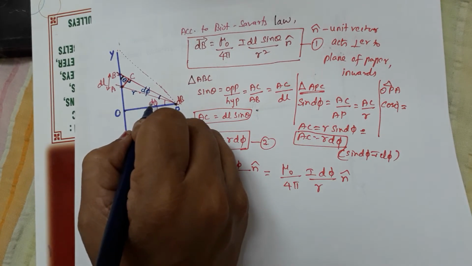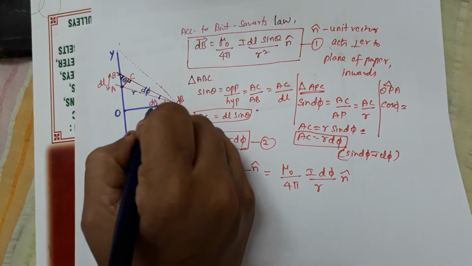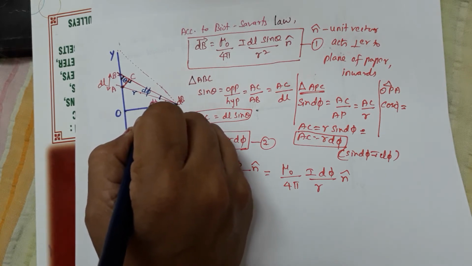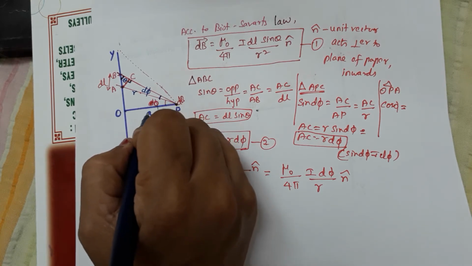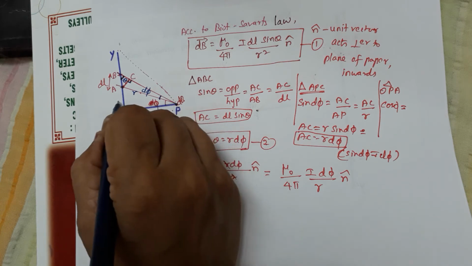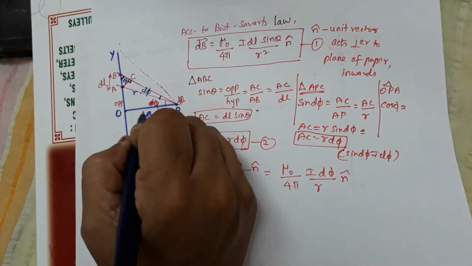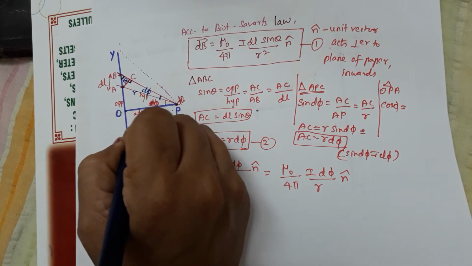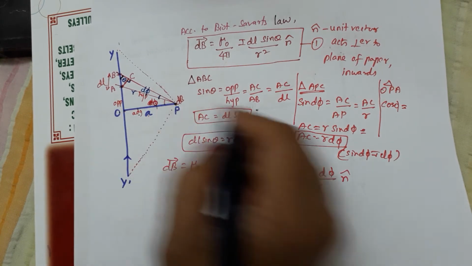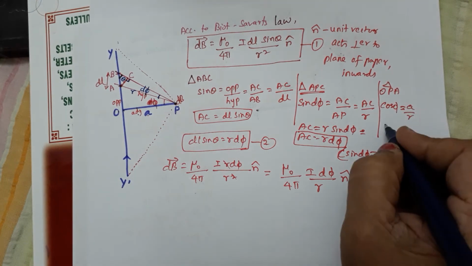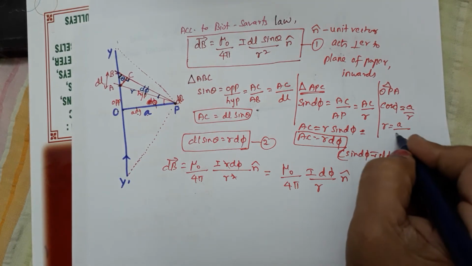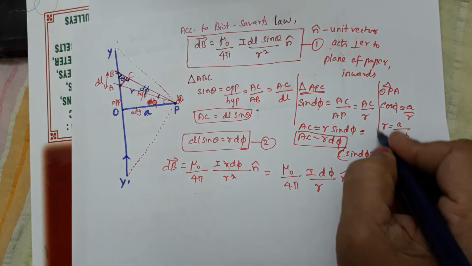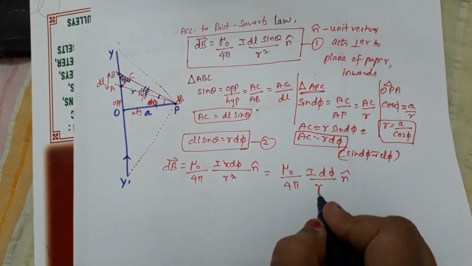Adjacent, right? This is not d phi, this is phi, children. This angle is phi. So this will be the opposite side, this will be the adjacent, and this will be the hypotenuse. Adjacent by hypotenuse, that is a by r. So r is equal to a by cos phi. Now you can substitute this r value here.